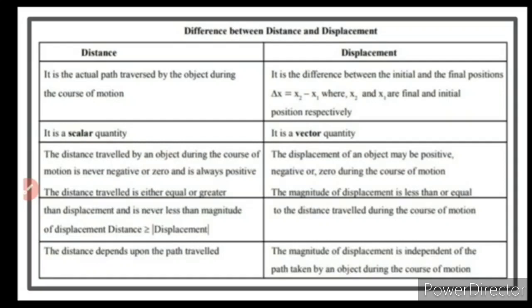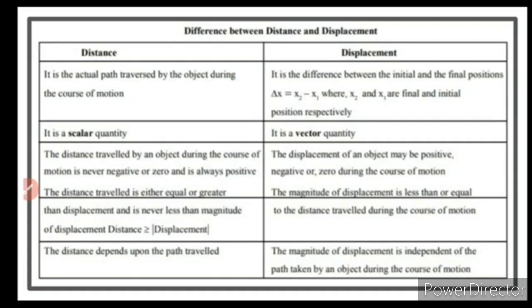So when do we have zero displacement? In that example, if the object starts from O, goes to B, then comes back to O, the initial position is O and the final position also is O. So if the final and initial positions coincide, the displacement will be equal to 0. But what about the distance traveled? It will not be equal to 0. That is the case with zero displacement. So the displacement can be negative, 0 or positive.